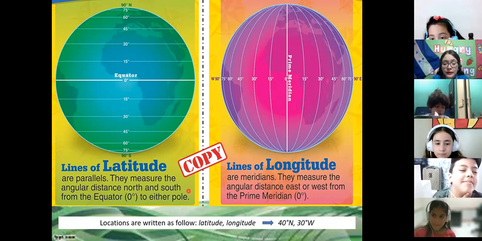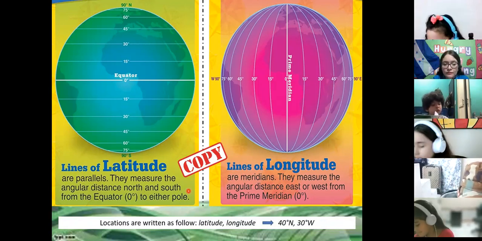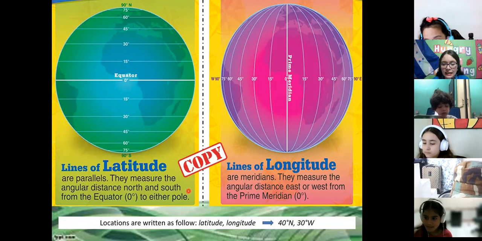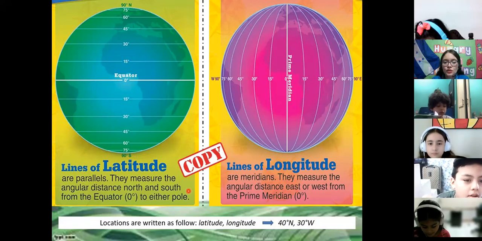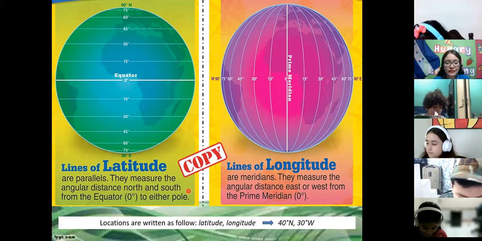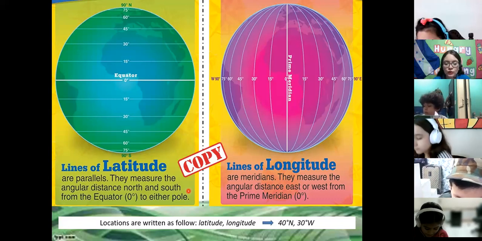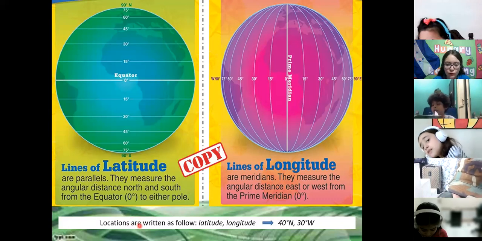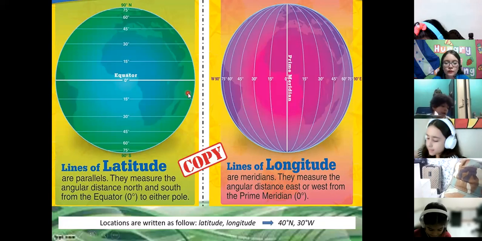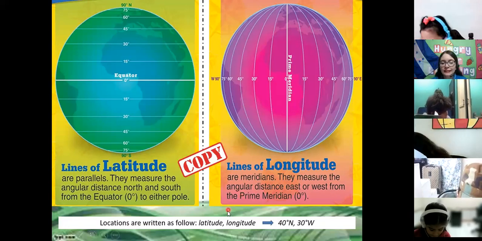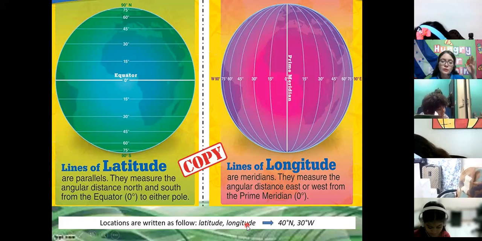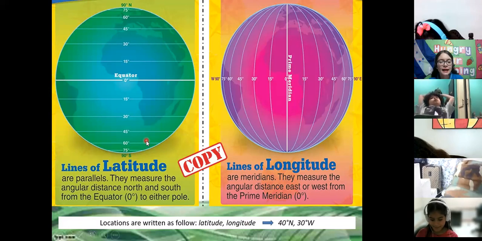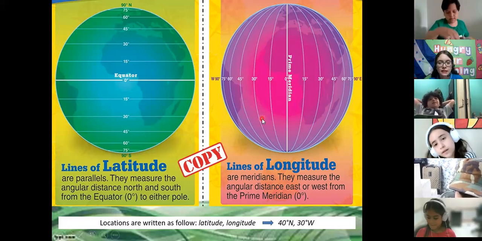Okay, remember that when we are on a map, we know that there is a north, south, west, and east, right? So these lines help us to identify these four locations. For example, on a map we can write the latitude and the longitude. First, we write the latitude and then the longitude. Remember, the latitudes are parallels and the longitudes are meridians.